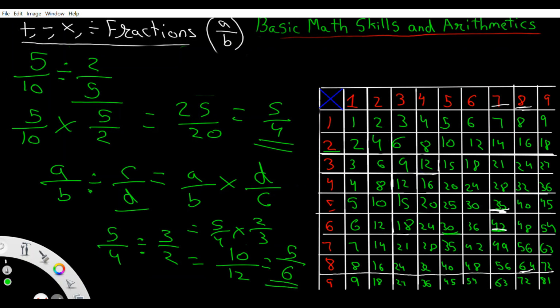For dividing fractions, you need to swap the second fraction and change the divide sign into a times sign. And we know how to do multiplication. We just multiply the numerators and denominators.